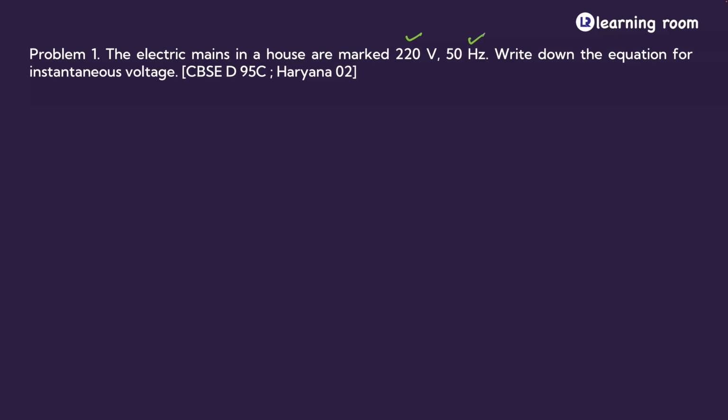So the electric mains in a house are marked 220 volt and 50 hertz. Write down the equation for the instantaneous voltage. So this 220 volt that is given is actually the E RMS value. It is not E naught. That is also one common mistake that is done. It is not E naught, it is the RMS value.